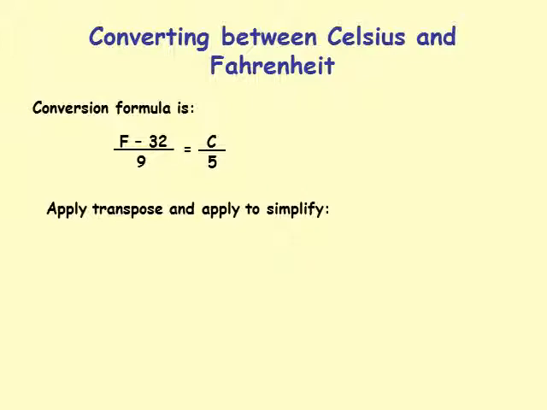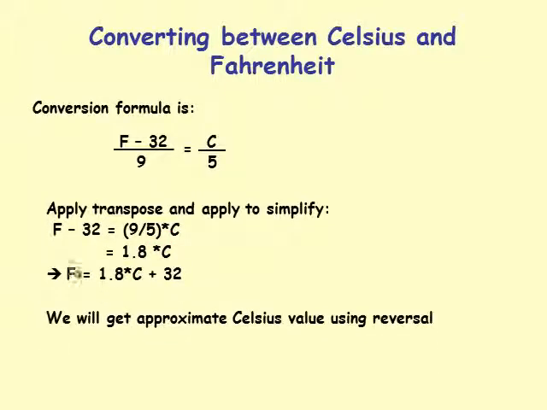Basically we're going to multiply both sides by 9. That means F minus 32 is equal to 9 divided by 5 times C, and 9 divided by 5 is 1.8, times C. And so degrees in Fahrenheit minus 32 is equal to 1.8 times degrees in Celsius.